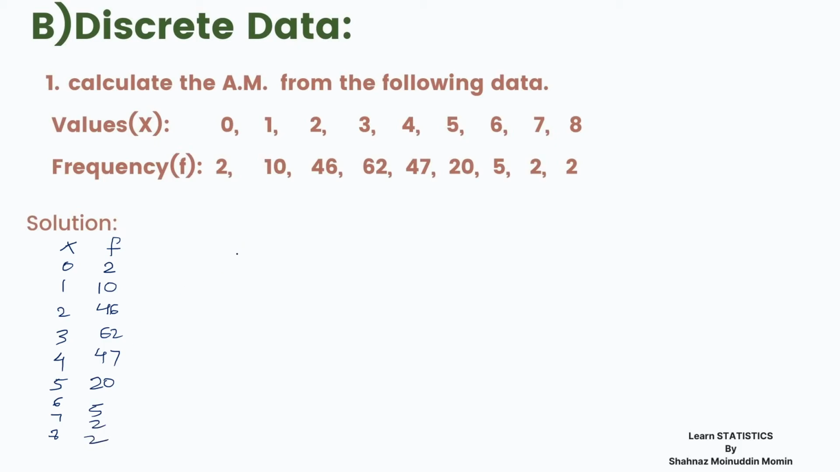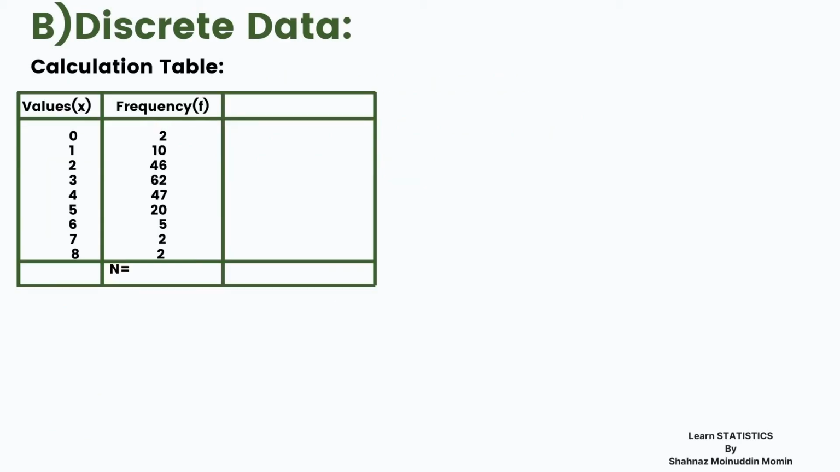We know that the formula for a discrete distribution is x bar equal to summation f into x divided by capital N. Now let us prepare a calculation table as values and frequencies. Add all these frequencies to get the value of N, and which comes out to be 196.